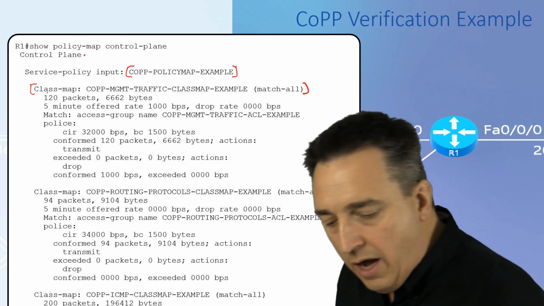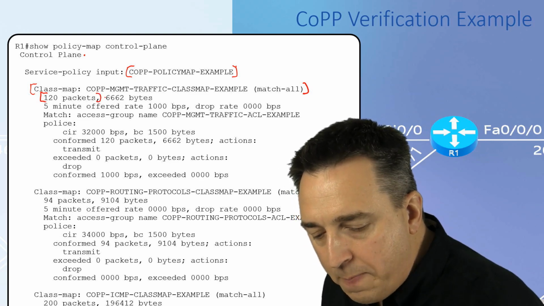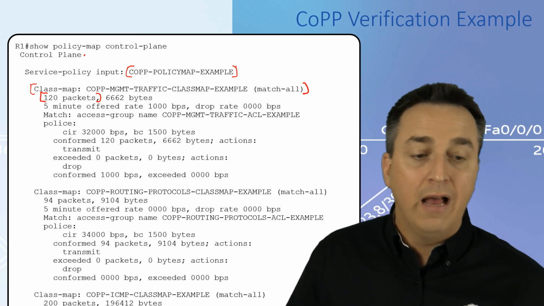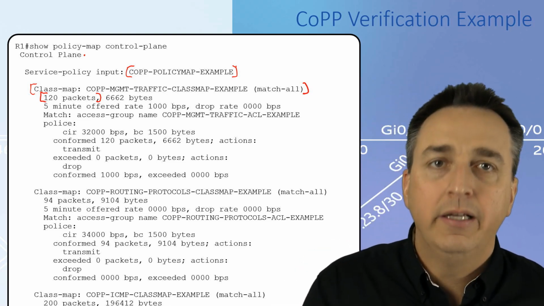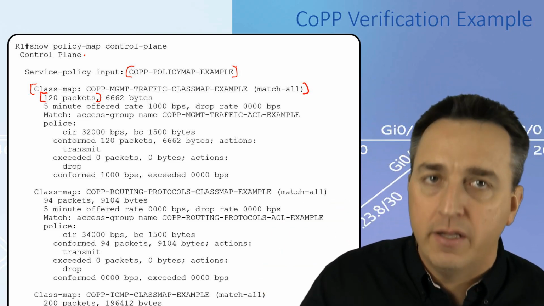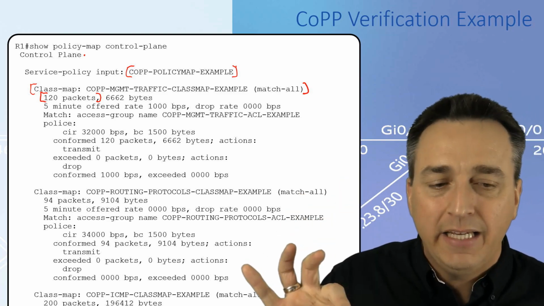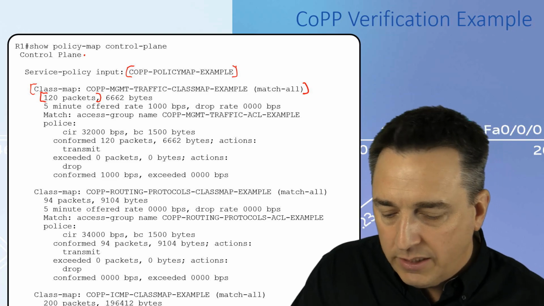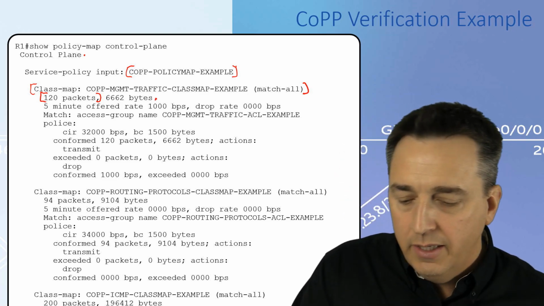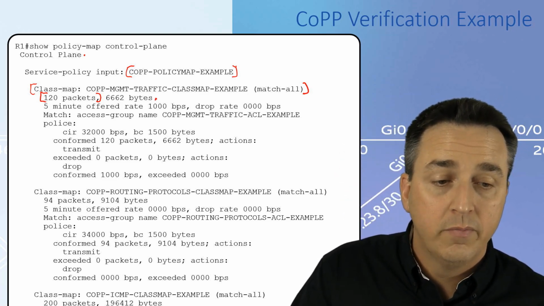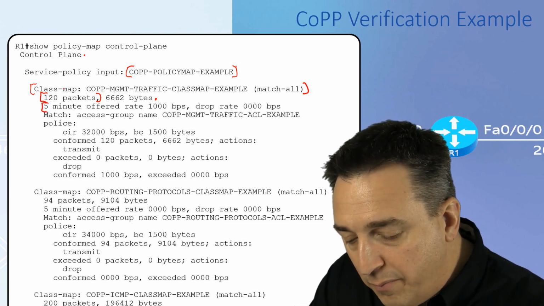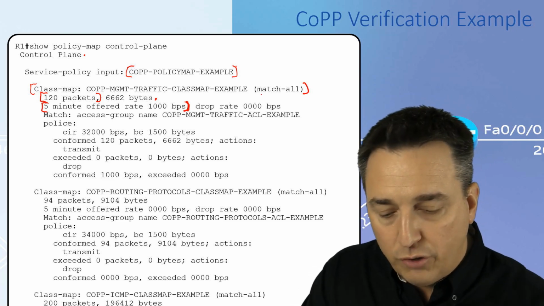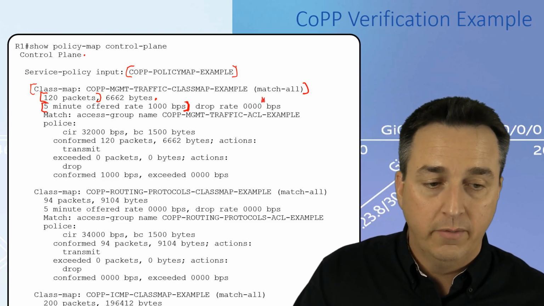You'll see here now that 120 packets so far have been seen in this particular case. Doesn't mean they were punted to the CPU. It means they have been seen right now by this particular class map in this policy map. And they total approximately 6,662 bytes. You'll see here that our 5-minute rate right now is 1,000 bits per second. And right now our drop rate is 0, meaning we're not dropping anything.